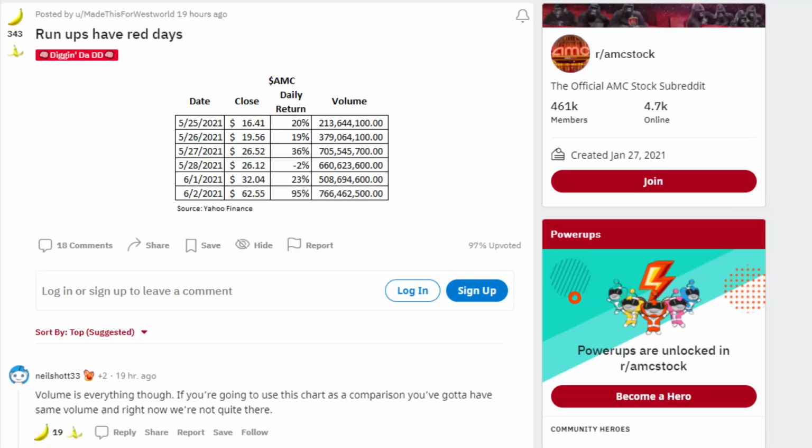Run-ups have red days. This is pretty interesting. This is from Yahoo Finance. That's a source. It shows from last year, 2021, some of the most important dates for AMC's trading. Let's go through these and take a look. So the date was May 25th, 2021. The close was 16.41. That's a daily 20% return and over 213 million in trading volume.